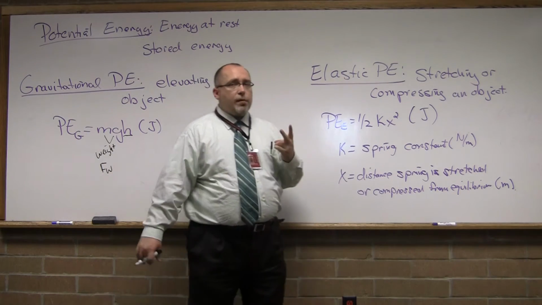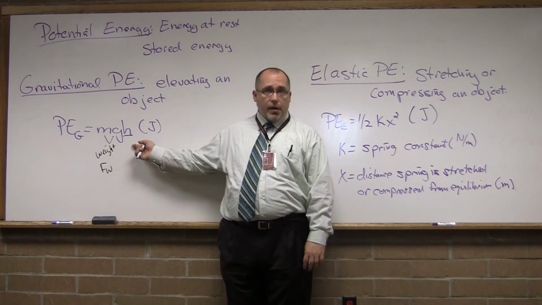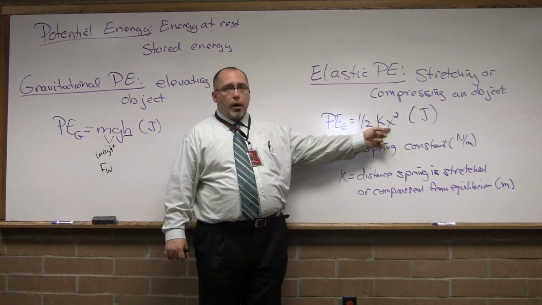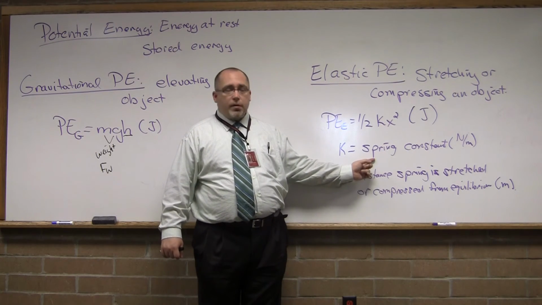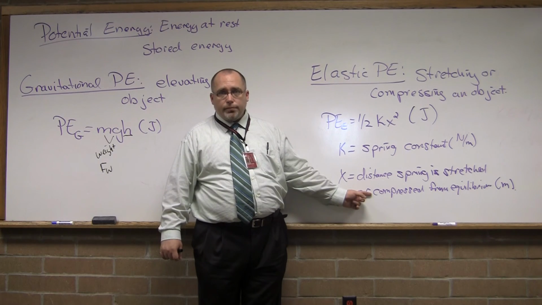So again, the two different types of potential energy we're working with: gravitational, which is mass times gravity times height, and elastic potential energy, which is 1/2 kx squared, where k is your spring constant, and x is the distance that's either stretched or compressed from equilibrium.